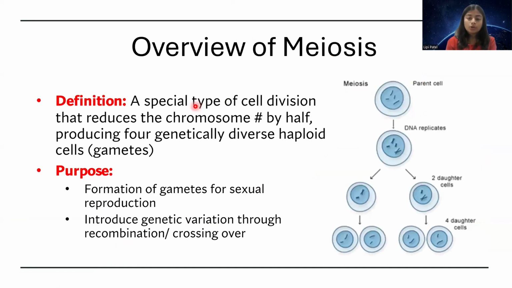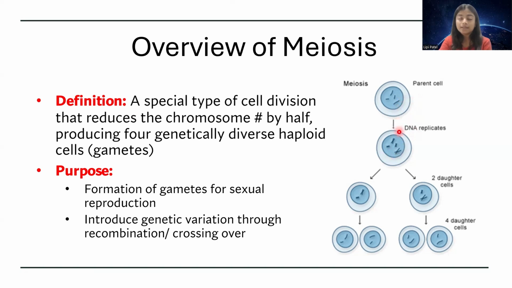Moving on to the overview of meiosis. Definition: a special type of cell division that reduces the chromosome number by half, producing four genetically diverse haploid cells, or gametes, because meiosis typically takes place in reproductive cells like gametes, or sperm and egg. Purpose is formation of gametes, as I just mentioned, and to introduce genetic variation through recombination or crossing over.